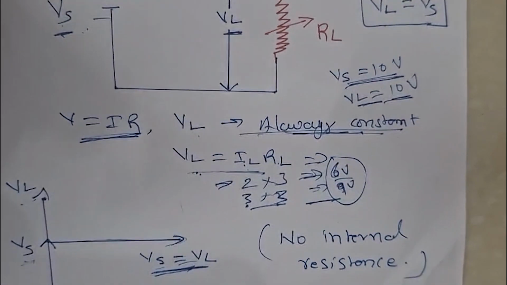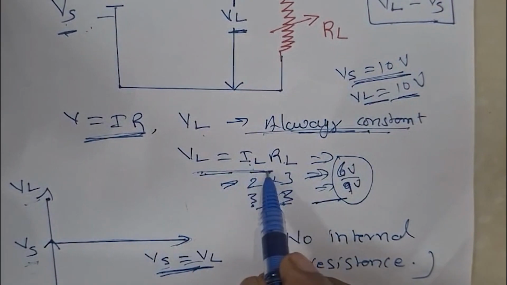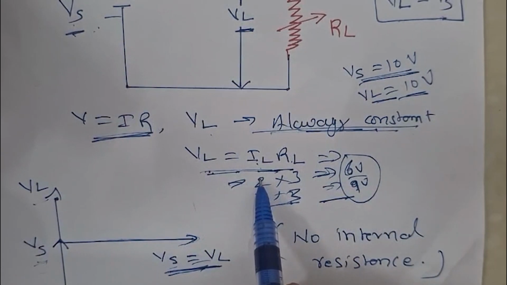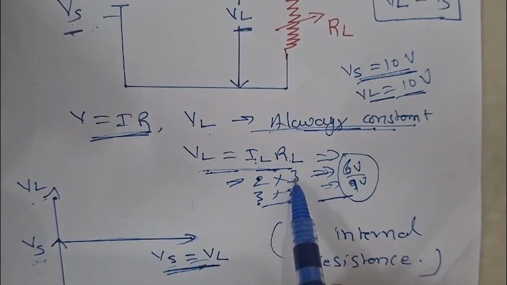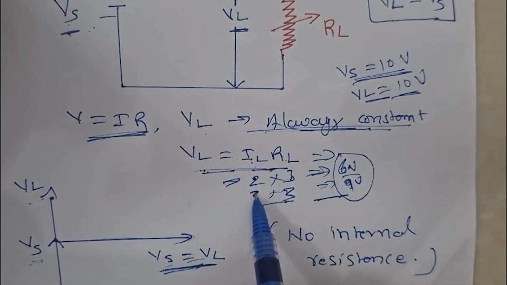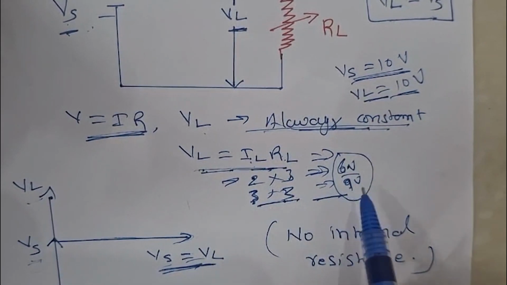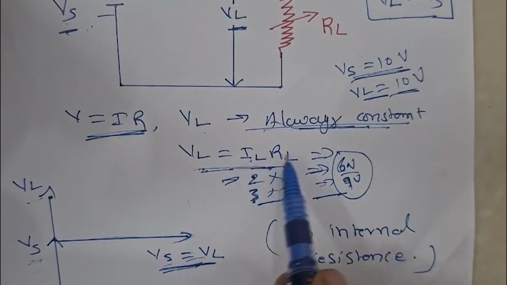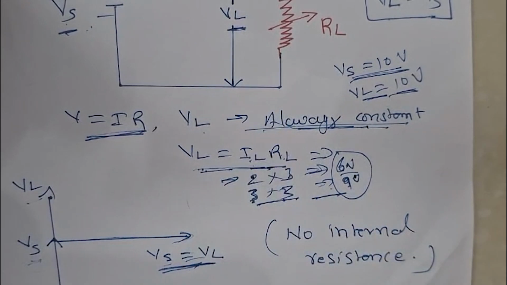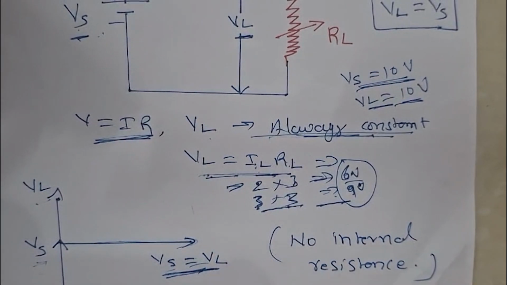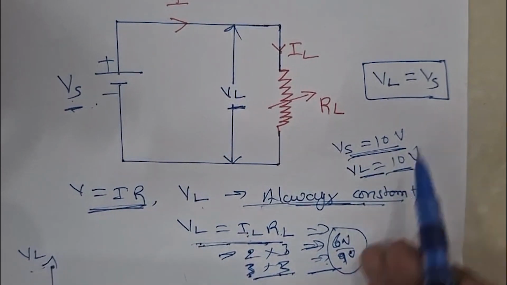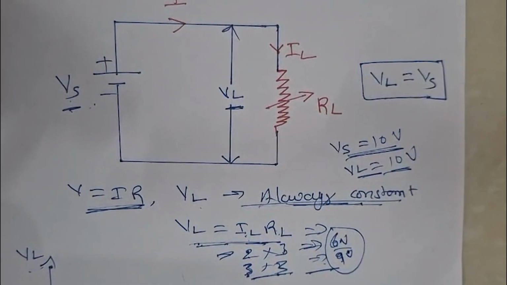For example, VL is equal to IL into RL, right? So if IL equals 2 amperes, let us assume, and RL equals 3, 2 into 3 is 6 volts. Again, if you change to 3 into 3, it is 9 volts. So if we change IL and RL, the voltage should change, but it will not change. So that is the ideal voltage source. It means input voltage is equal to output voltage.